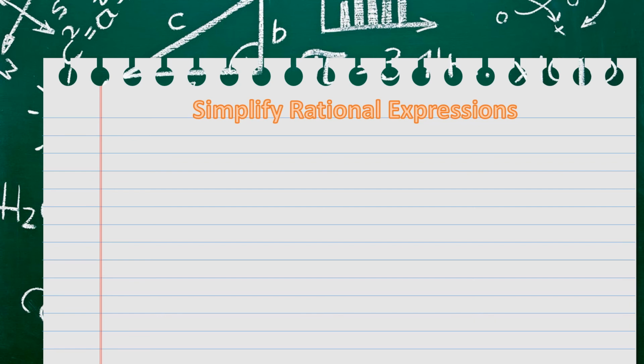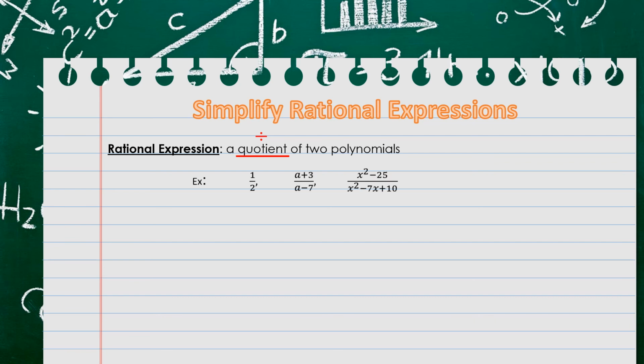Simplify rational expressions. A rational expression is a quotient of two polynomials. Notice the word quotient. Quotient means division. So a rational expression is the division of two polynomials. Here are a few examples.